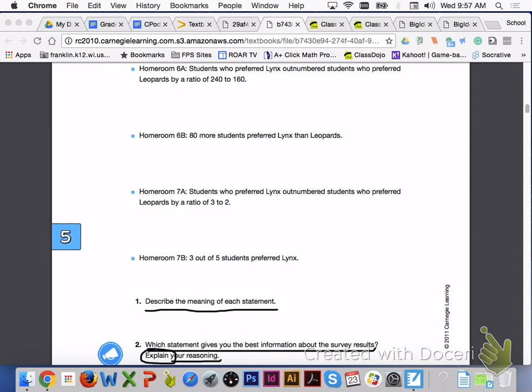I would like you to answer number 1 and number 2 with your group members. For number 1, when you are describing the meaning of each statement, just write your answer below each statement for all four homerooms.